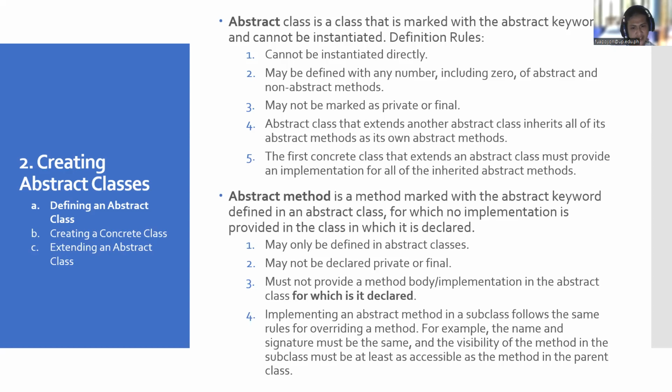Lastly, implementing an abstract method in a subclass follows the same rules for overriding a method. For example, the name and the signature must be the same, and the visibility of the method, and so on. You already know the rules for method overriding.